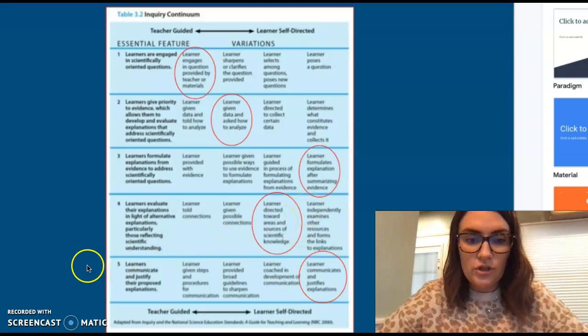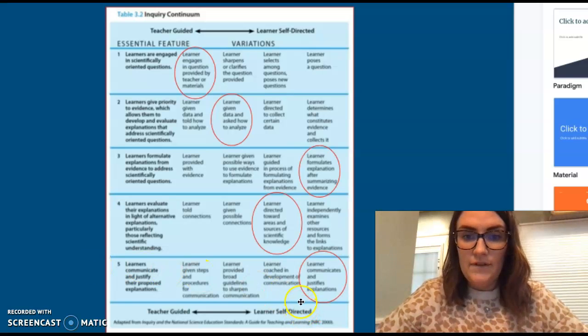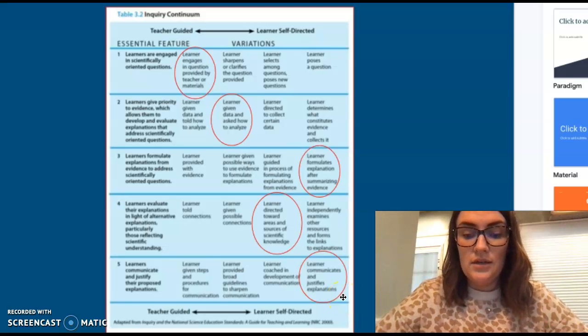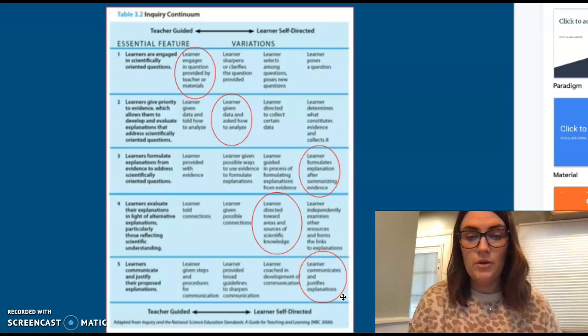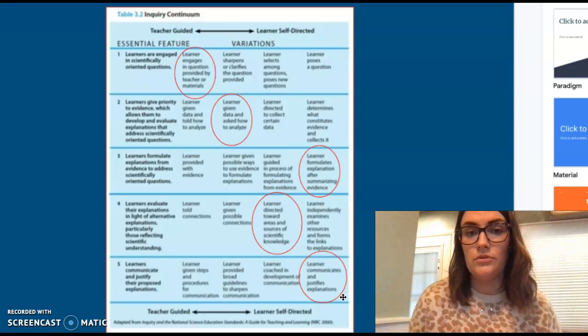And the last one was learners communicate and justify their proposed explanations. I gave this "learner self-directed," as the learner communicates and justifies explanations. I gave it that because, again, the students were the ones who actually did the work, and they were the ones who came up with the fact that, yes, we can filter our own water, and they were able to explain that idea based off of the evidence and the procedure that they completed.